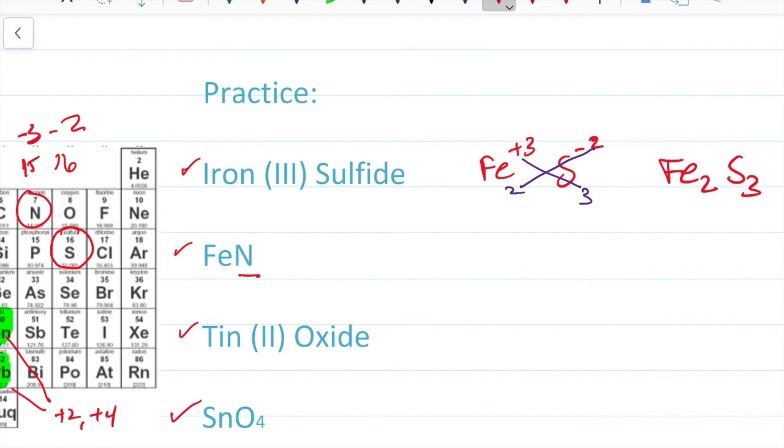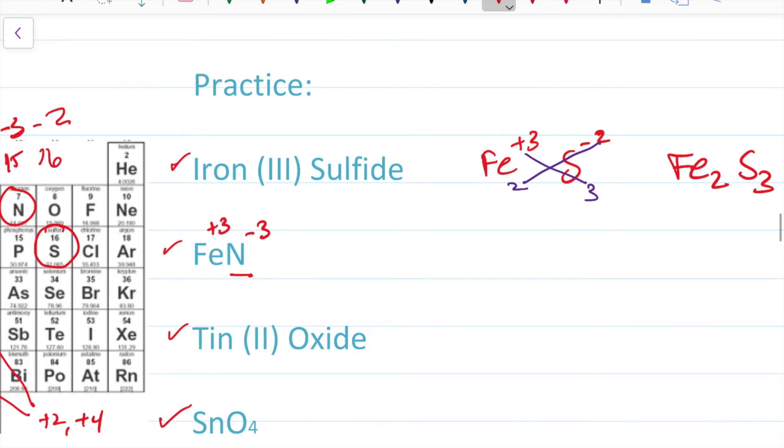in group 15 has a minus three charge. They only gave us one of each, so if nitrogen is minus three, iron has got to be plus three, so this thing is going to be named iron three nitride. Nitrogen becomes IDE, nitride. So you're thinking of all the things. You're like, oh, iron is multivalent, so I need therefore a charge to show what the charge is, and I'm giving it my IDE ending.